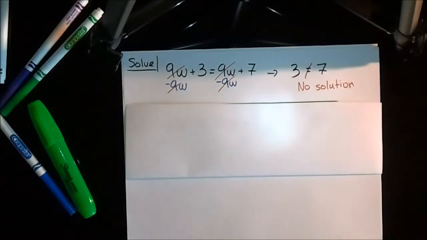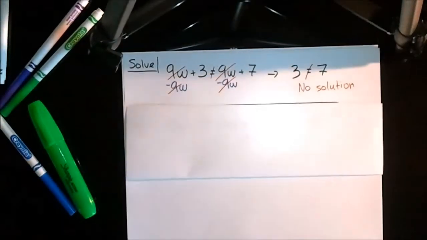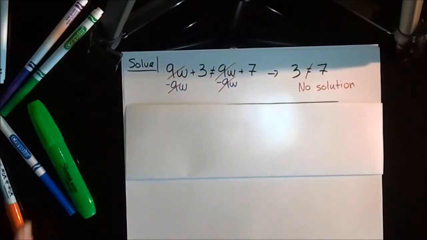That just doesn't work. So if you have a problem that you worked out and you know you worked it out correctly and you get something like that, no solution. That's not a possible answer. So that equation is wrong. This side does not equal that side. So, nope. Alright, so that was a pretty easy one.